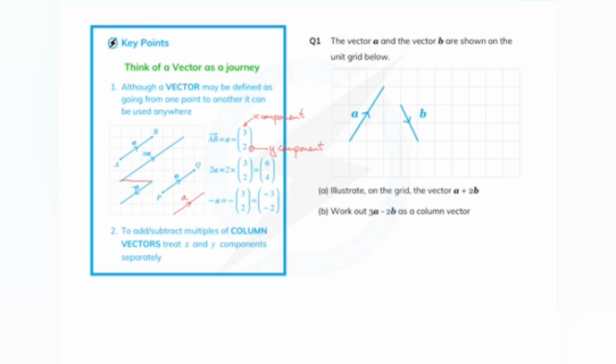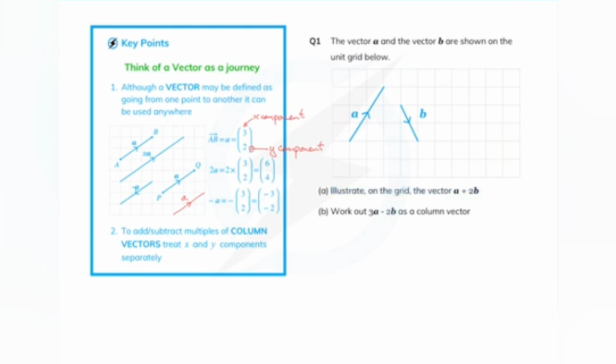And we can generalize that, if you look at point 2 here, to add or subtract multiples of column vectors, we just treat the x and y components separately and do the obvious thing. And we'll do that in a minute in this question. So let's look at the question. There are a couple of vectors on the unit grid, and the first thing we're asked to do is to illustrate the vector a plus 2b.